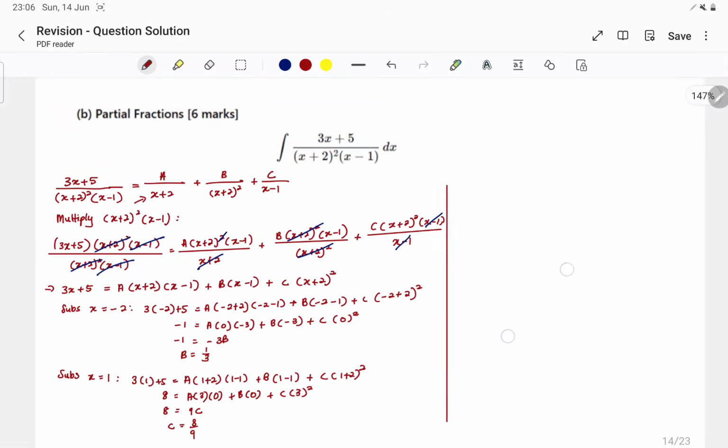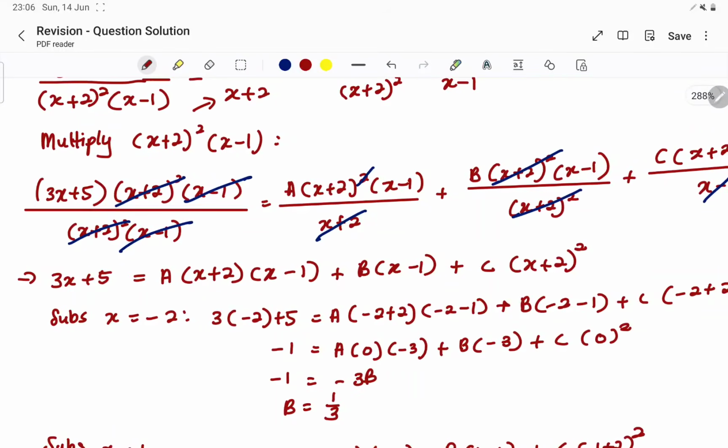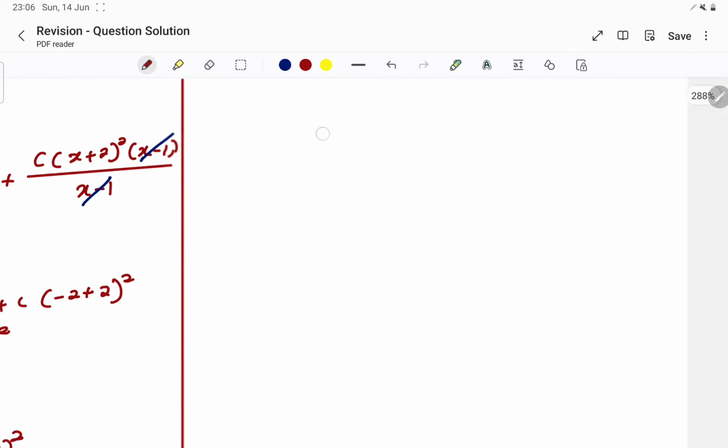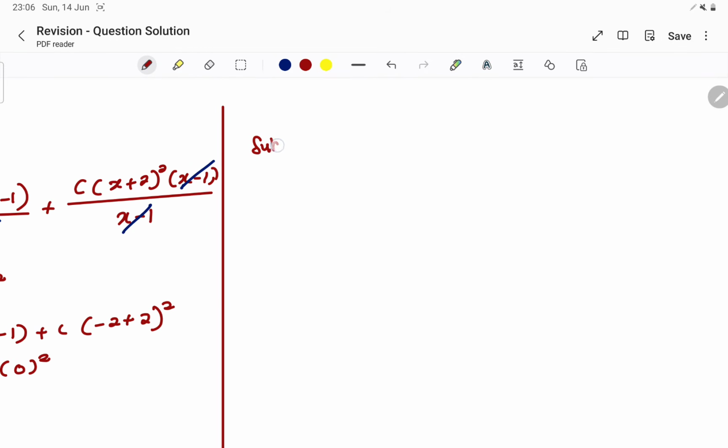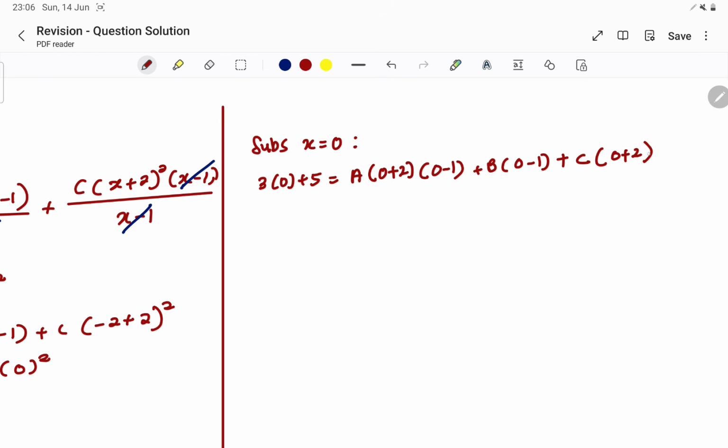Okay, now the next value that I will substitute here is the next value of x. To make it easier for me also to solve, I can use x is equal to 0. So you substitute x is equal to 0. Then you're gonna get 3 multiply 0 plus 5 equal to a multiply with 0 plus 2, 0 minus 1, plus with b 0 minus 1, plus with c 0 plus 2 square.